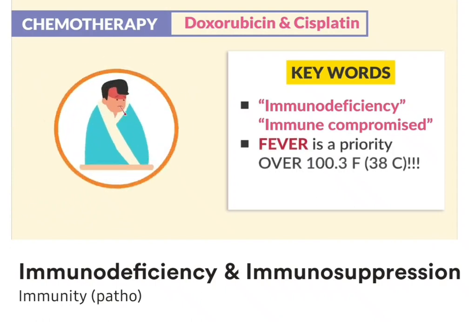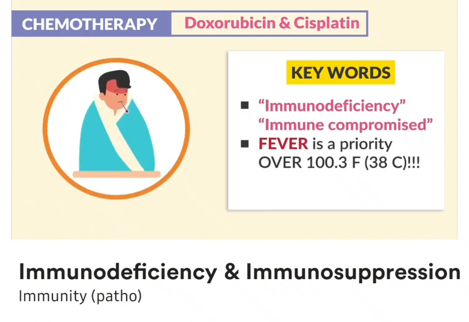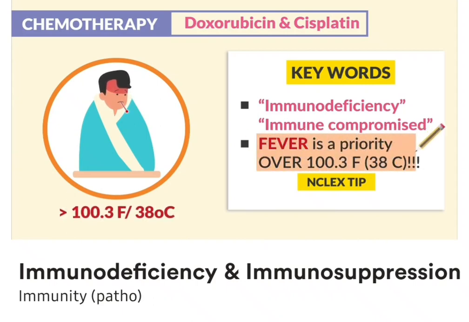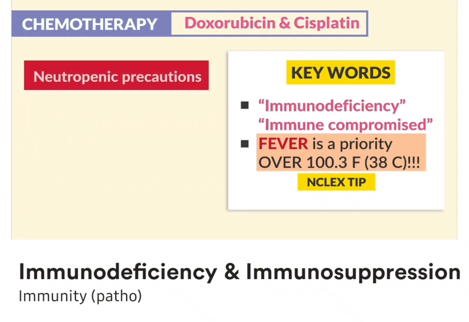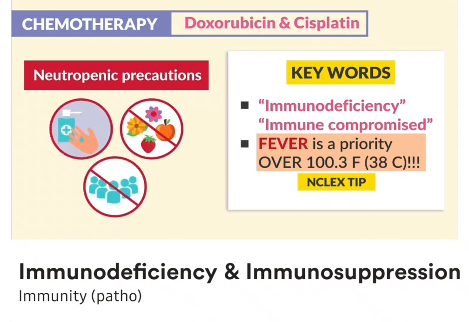So the big key term here is that fever is priority. And a key number to know for the NCLEX is any temperature over 100.3 Fahrenheit or 38 degrees Celsius. So just think, 38 is not great, since a low-grade fever can indicate a big-time infection. Now, that's the reason why we call it neutropenic precautions, or we use that reverse isolation. We're doing this to protect the patient.